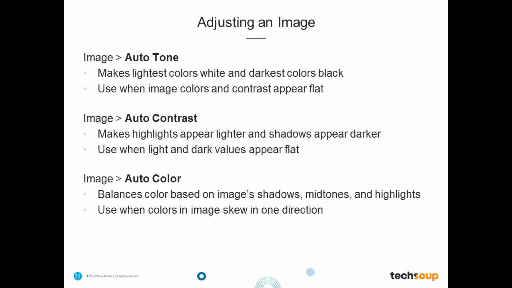Auto contrast does something similar to the auto tone, but the difference here is highlights versus shadows. Highlights and shadows are just the upper range of your image, not the mid-tones, is what they're called. So the highlights are only the highest, brightest colors, and the shadows are the darkest. It doesn't touch the mid-tones, whereas auto tone, if everything is skewed too bright or too dark, will adjust the mid-tones accordingly too. And lastly, the one I showed the example of first, which was auto color. This will balance the color based on the image's shadows, midtones, and highlights.